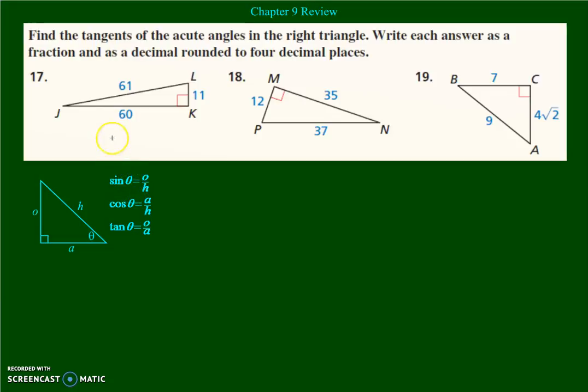So let's go ahead and use this in problem 17, which we'll have to pick up in the next video.